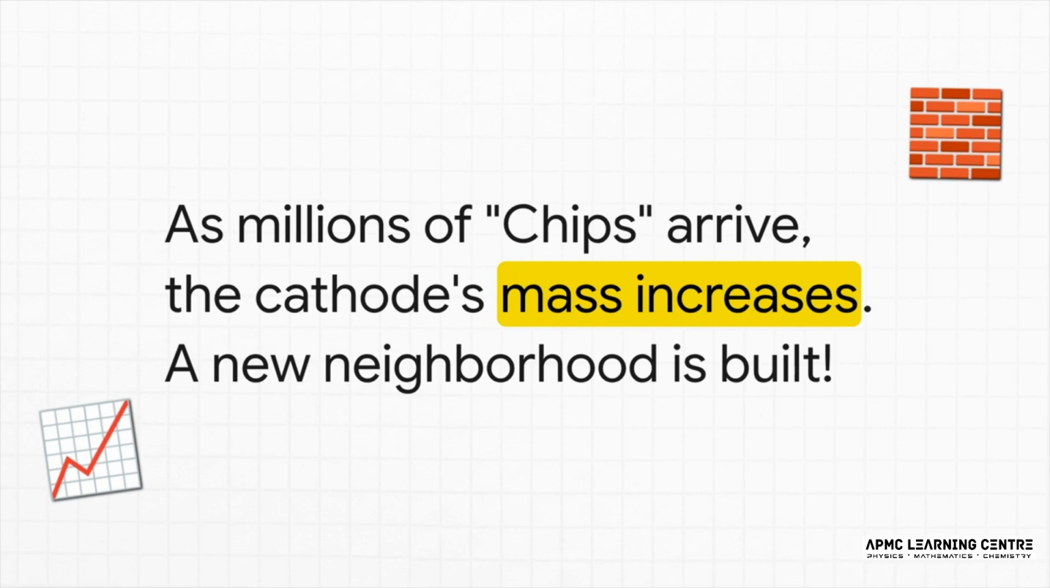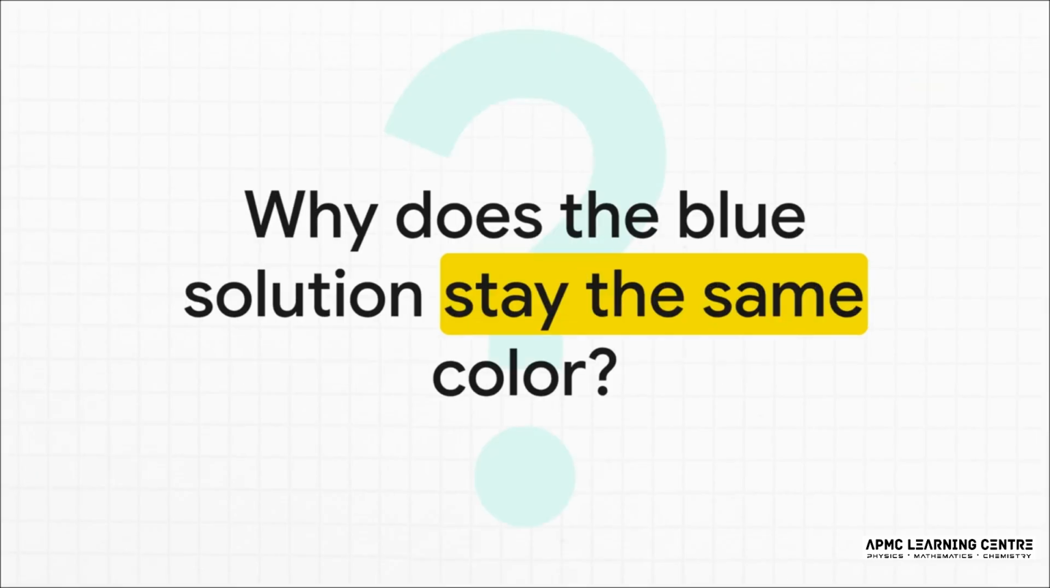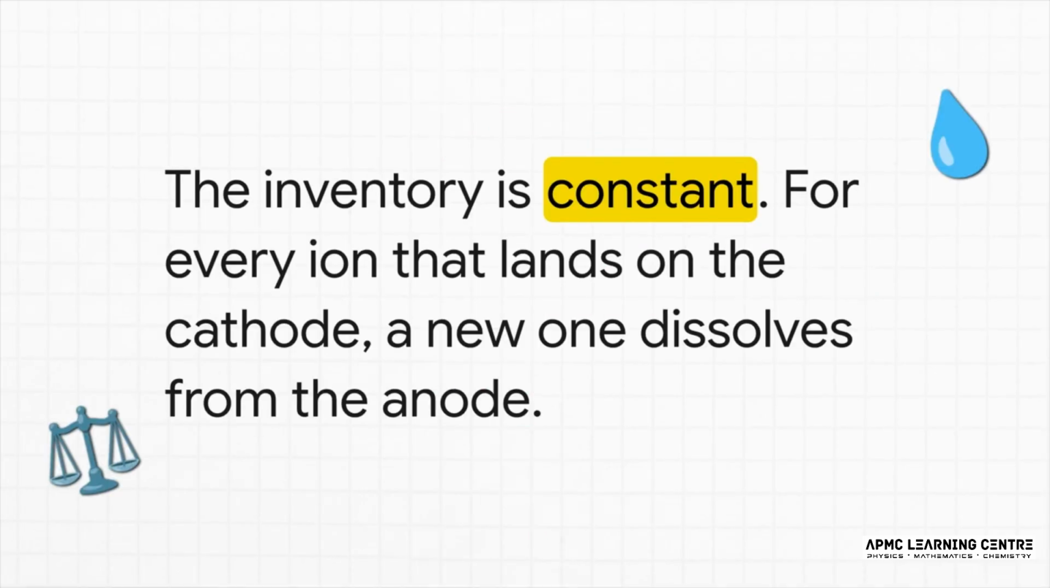The cathode's mass actually increases, and you can see it get visibly thicker. Okay, but wait a second. This brings up a really good question. That distinct blue color of the copper sulfate solution comes from the copper ions floating around. So if ions are constantly leaving the solution to stick to the cathode, shouldn't the blue color start to fade out? And the answer is no, which is so cool.